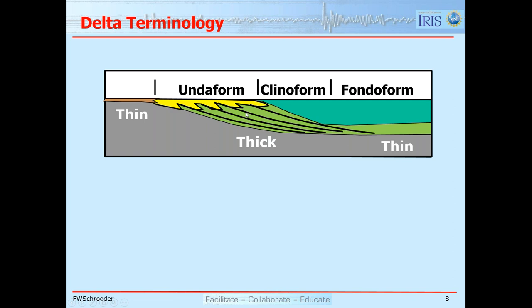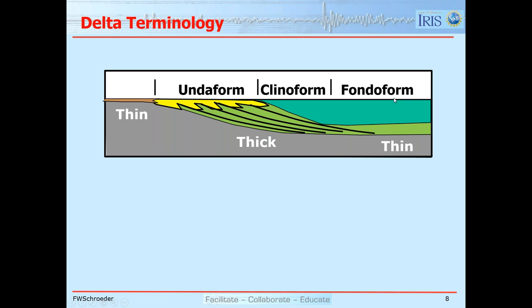inclining lithofacies, facies units, stratal packages, the stratal boundaries would be dipping down into the basin. Then you have a part where you see the paleo slope, that's called the clinoform. And then out into the basin where the depositional rates are small, or maybe we have no deposition, that is what Rich called the fondoform.